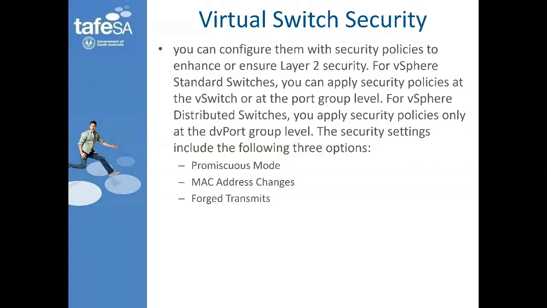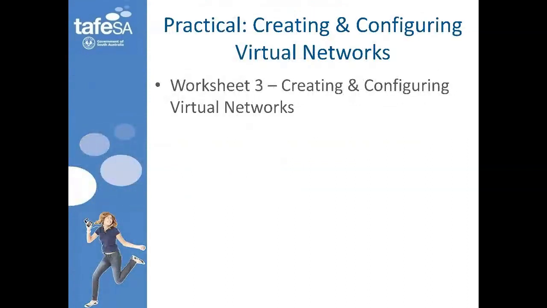We're also going to do MAC address changes. So what does that mean? Remember, we can change the MAC address. Normally it's hard-coded into the network card, isn't it? But this allows us to change it. We can also do forged transmits, so we can actually create packets or frames with different information in there. Okay, so that's the end of the presentation.